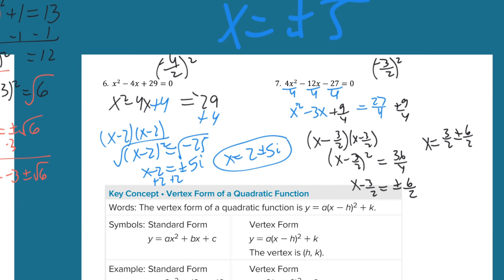So 3 plus 6 halves is going to be 9 halves. And 3 halves minus 6 halves is negative 3 halves. Okay, and so those are the two answers there.